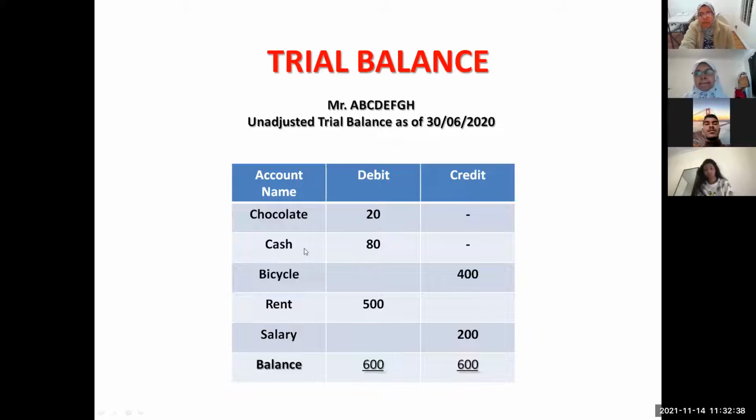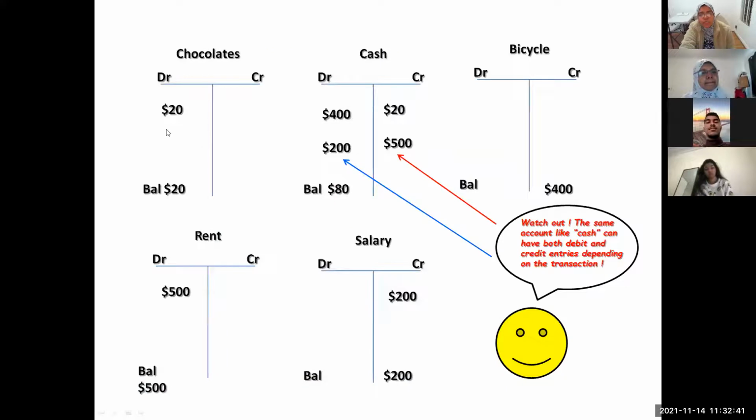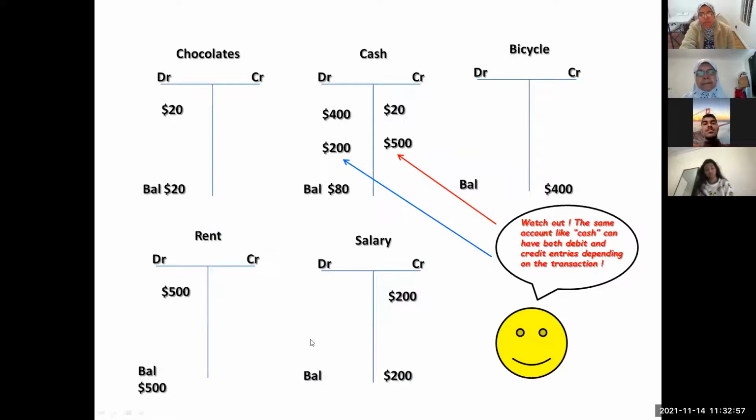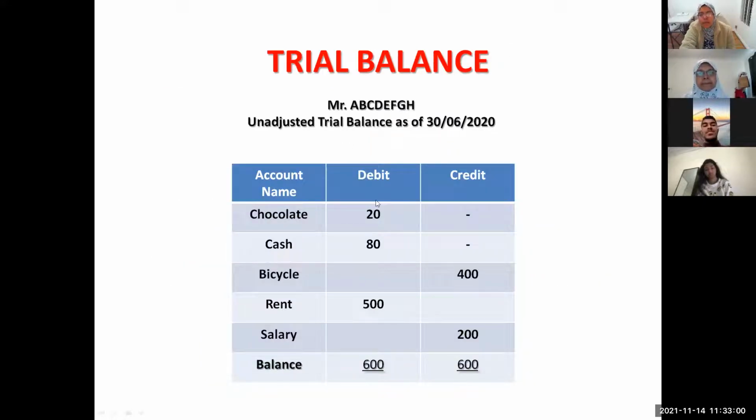Okay. And then we put chocolates as $20 debit because chocolate was $20 debit here. Then bicycle, $400 credit. Then rent is $500 debit. You can see rent here, $500 debit, and salary was $200 credit. So now we are going to total the columns of debit and credit of this trial balance, and when we add the entries, we can find $600 as the total for the debit column and $600 as the total for the credit column.